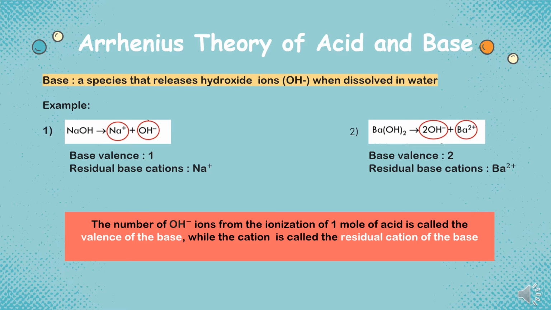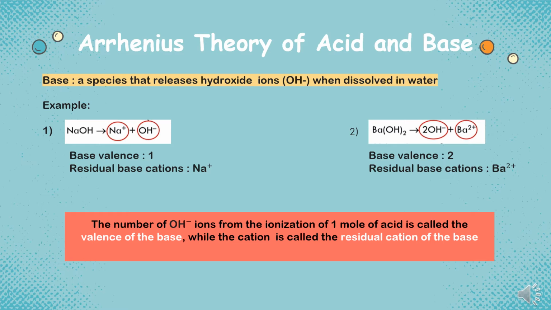A base that produces 1 OH- in water is called a monohydroxy base, like in the sodium hydroxide compound. And the second, barium hydroxide. Barium hydroxide forms barium ion plus hydroxide ion with base valence 2 and residual base cation barium ion. A base that produces 2 OH- in water is called a dihydroxy base, like in this barium hydroxide compound.